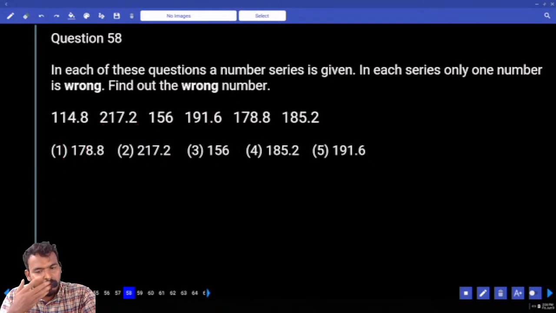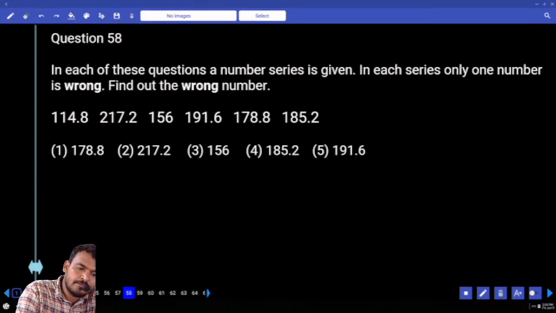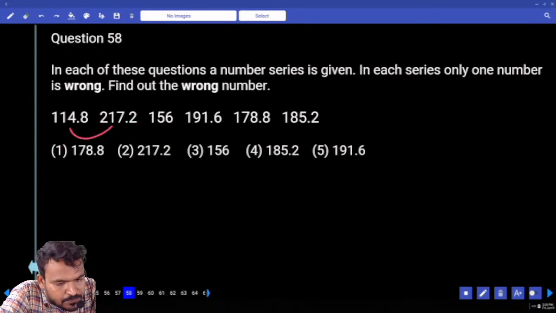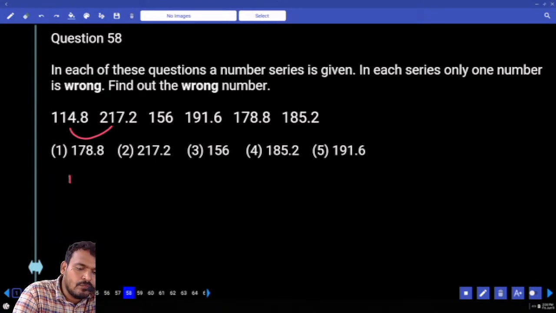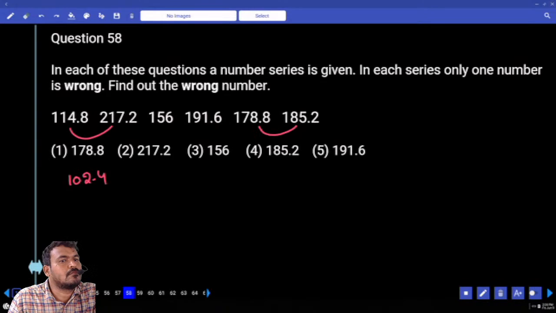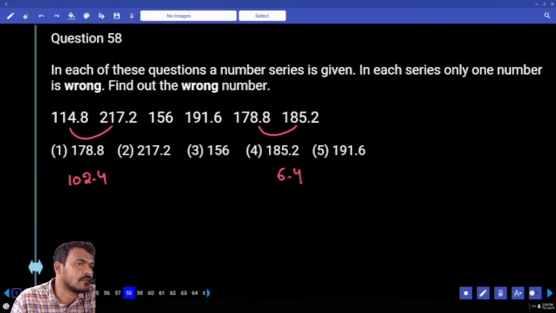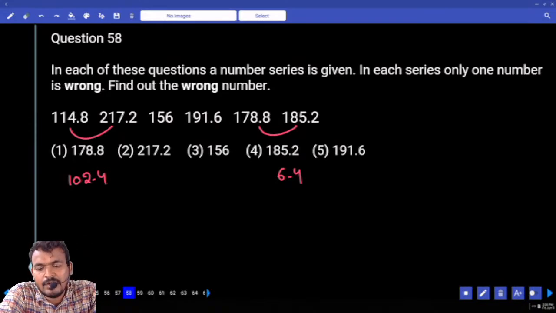58. What is the first one difference? First one difference, 1 or 2.4, or not? What is the last one difference? 6.4, or not? Compared to 180, 1.2. Compared to 180, 5.2 more. Total is 6.4 difference, or not?